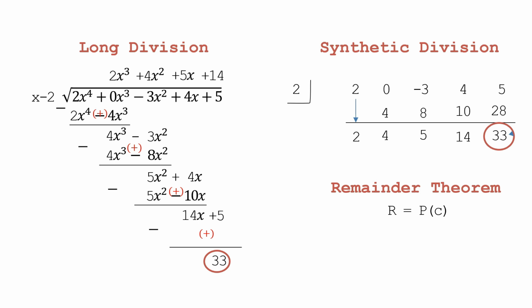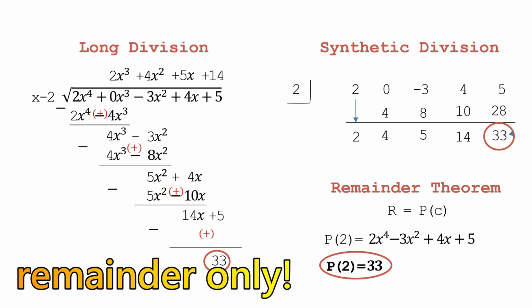So if we're going to apply the remainder theorem with these examples, we'll have p of 2 is equal to 2x raised to 4 minus 3x squared plus 4x plus 5. Simply substitute the value of x, which is equal to 2, or the divisor. So our answer here will be equal to 33. See, it's easier than doing long division and synthetic division. But take note, you can only use this one if your task is to get the remainder.